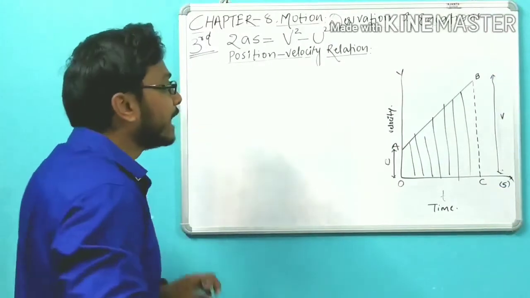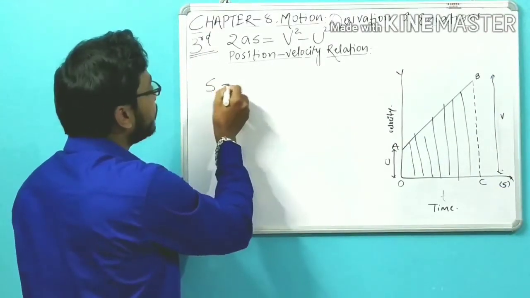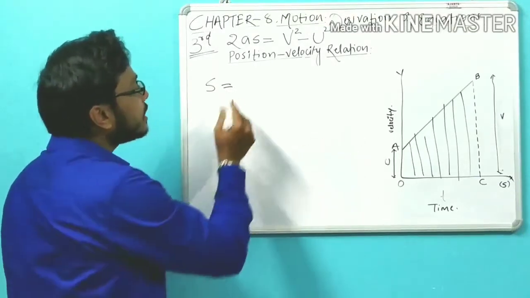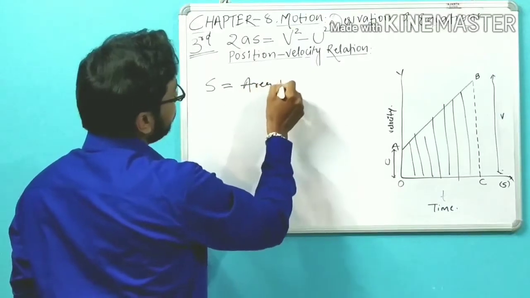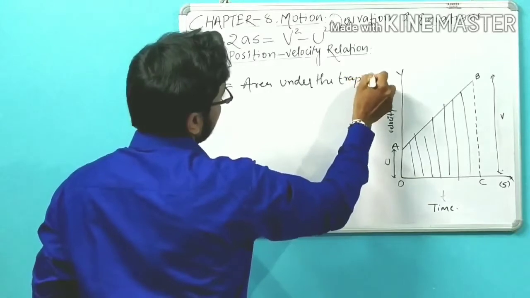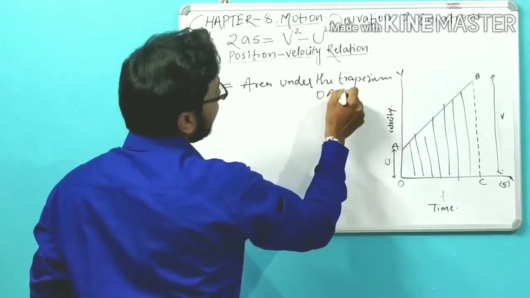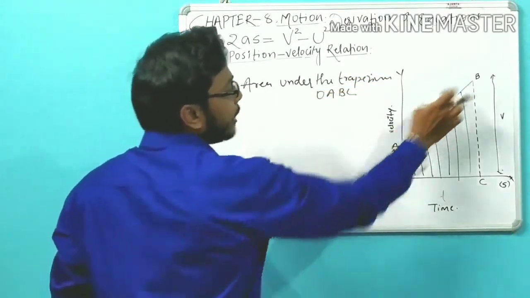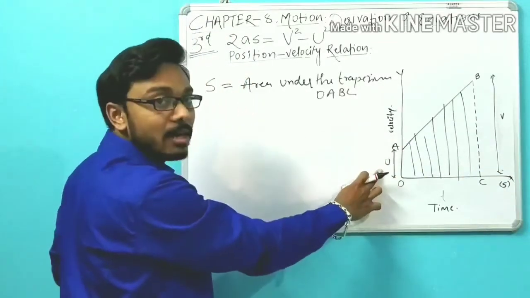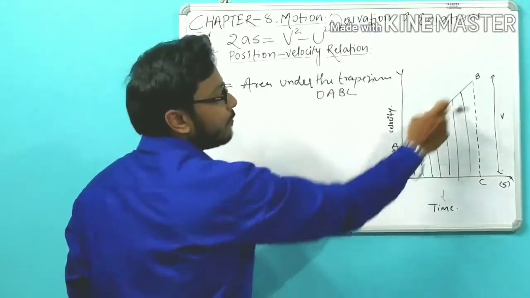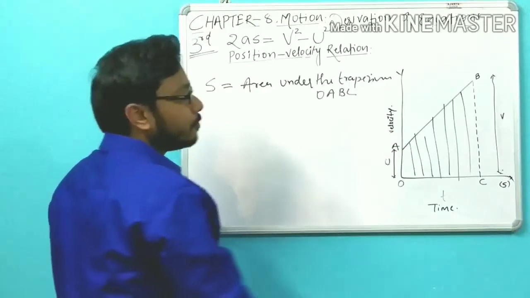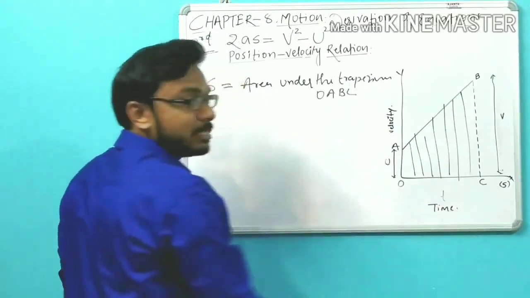Okay, so now let us start the derivation. Here we know that S, the body which is traveling from point A to B, the displacement is the area under the trapezium OABC. And we know the values also: from O to A, that is the initial velocity u, and from B to C it is the final velocity v, and we also know that O to C is the time.